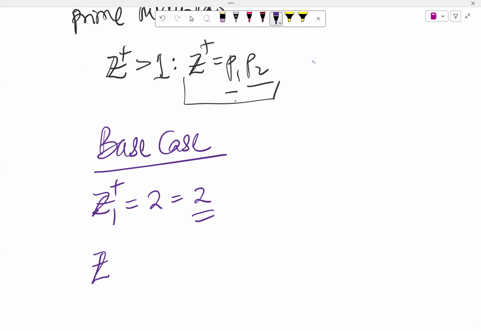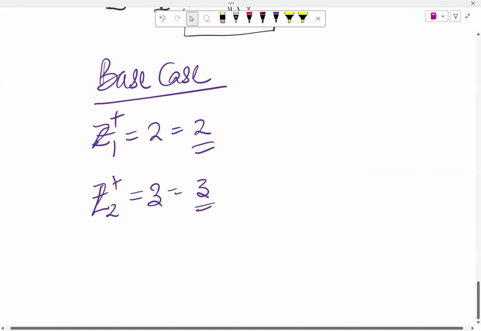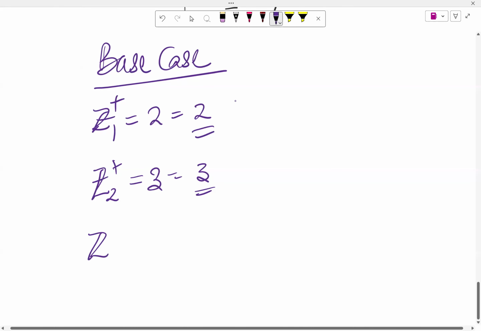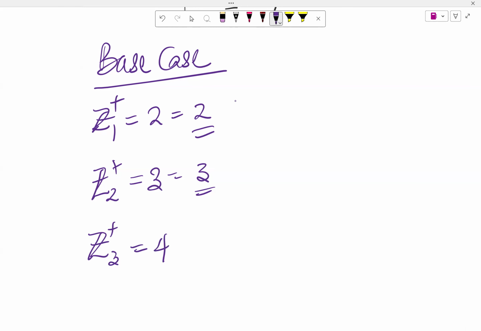So we can also talk about z2 plus. The next positive integer greater than 1, apart from 2, will be 3. Again, 3 is a prime number on its own already, so we don't have to worry. I can even stretch it to drive the point home. So we can have z3 plus, and that is 4. 4 is the next positive integer after 3, and that is actually 2 multiplied by 2. This is like your P1 and P2. So 2 and 2 are prime numbers, and that's the kind of idea.